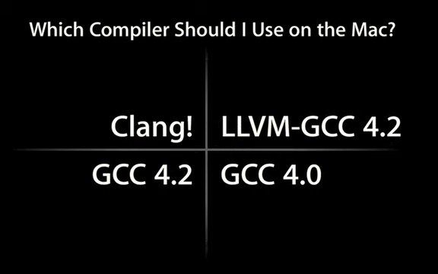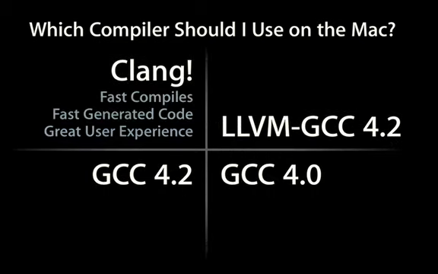So at this point, you may be wondering, I've learned about all these different compilers. Well, which one should I actually use, right? Well, there's many different ones to choose from. So let's talk about their virtues. Building with Clang is a great option if it works for you, because you have fast compiles, you get great generated code using the LLVM optimizer in the backend, and you get a great user experience.